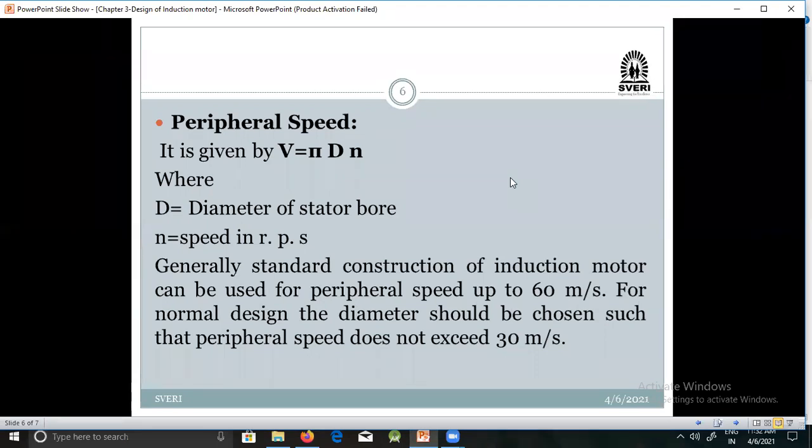Generally, for standard construction, the speed that we consider standard is 60 meter per second. But if a normal design is concerned, related to the diameter of that particular motor, it should not exceed 30 meter per second.